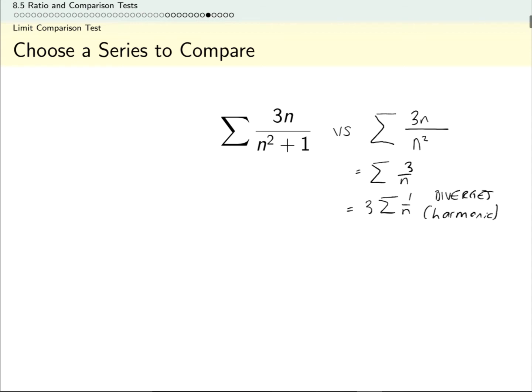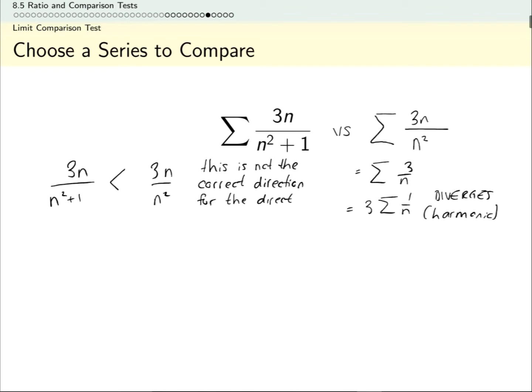Now I need to decide if I'm using the direct comparison or the limit comparison, and I need to make sure that this comparison is actually valid. For doing this, sometimes it's easier to think of your comparison series in its unsimplified form. The left terms have a larger denominator, so they are smaller overall. This is not the correct direction for the direct comparison test.